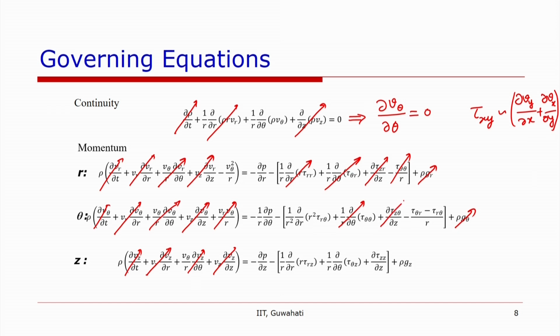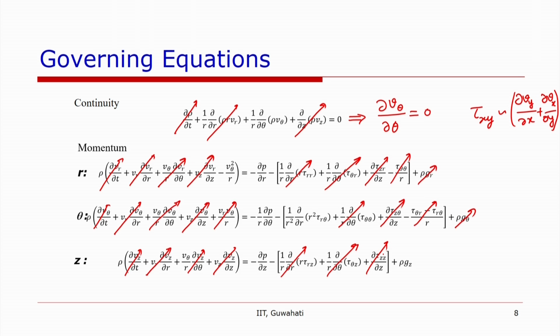Tau z theta will be 0. Tau theta r will be equal to tau r theta because this stress tensor is symmetric, so this term will be 0. And tau rz is 0 because Vr and Vz are 0. V theta and Vz, so this will be 0 because Vz is 0 and del v theta over del z is 0. Similarly, tau zz is equal to 0.